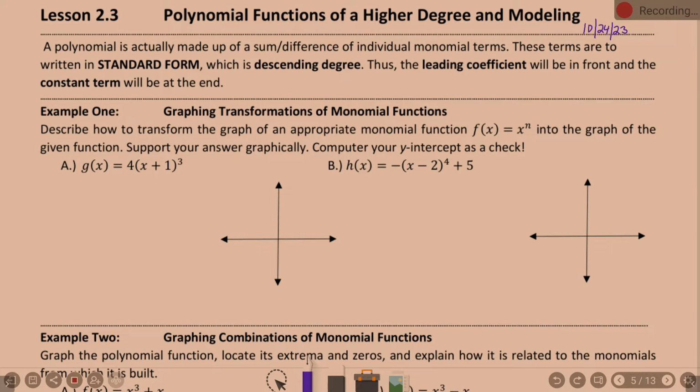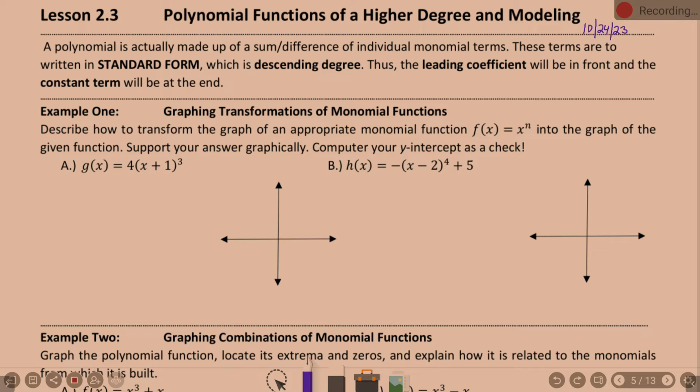Today is polynomial functions of a higher degree and being able to model them. Okay, so when we talk higher degree, we've already done the linear, so the x to the first. We've already done the quadratic, the x to the second. Today's focus is going to be more on x to the third and x to the fourth. Okay, so our cubic and quartic functions.